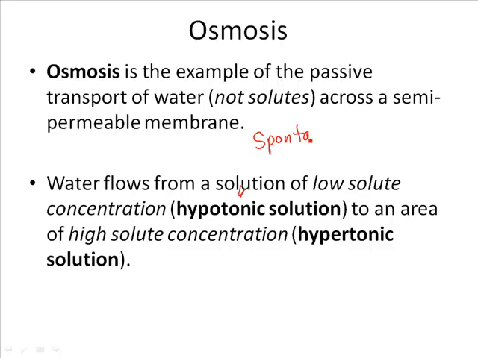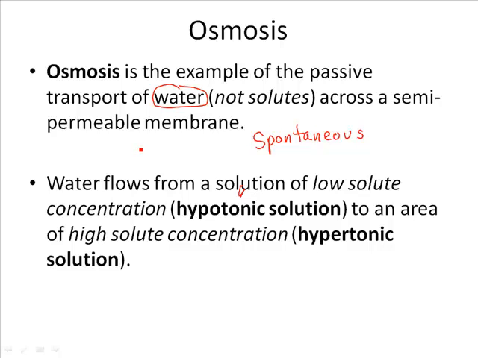However, rather than focusing on the solutes, we're going to focus on the solvent. We're going to focus on the movement of water across a semi-permeable membrane. Now, we talked about the fact that water has a moderate degree of permeability. So that means it has a moderate rate of transport both into and out of a cell. What impacts the direction in which water is going to move?